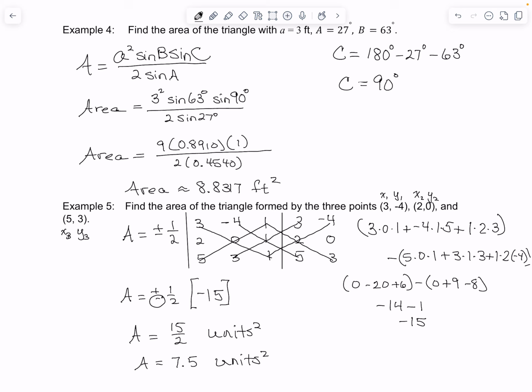So you can see from these examples that there are many more formulas for areas of a triangle, and it's all dependent on what information you have about the triangle to which area formula you will use.